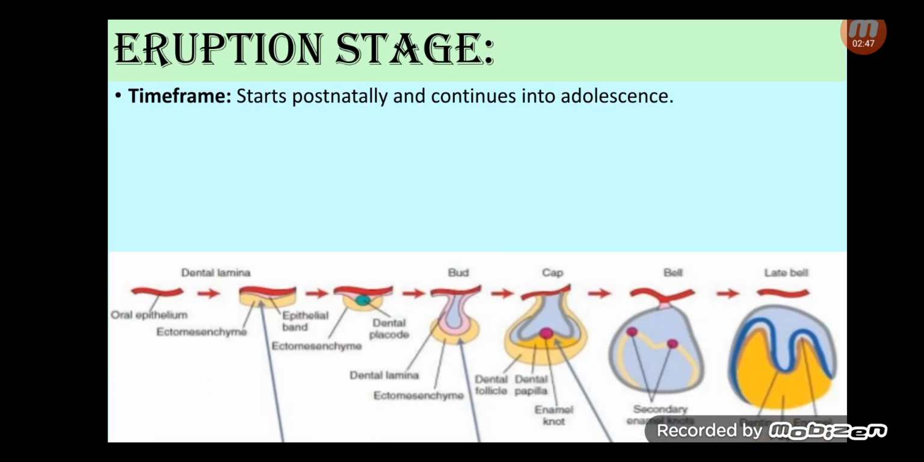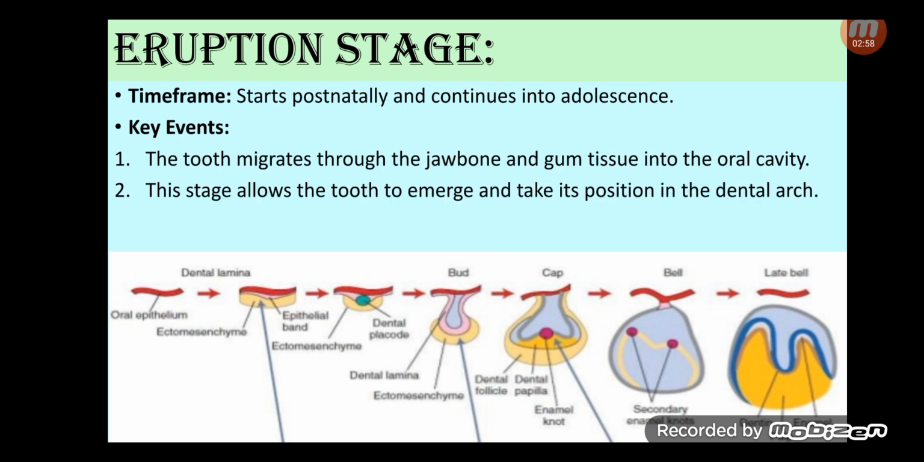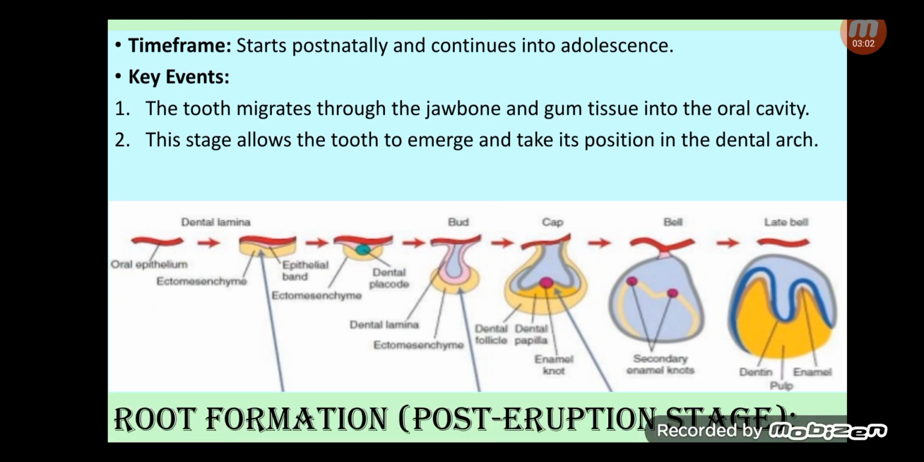Now we'll talk about the eruption stage. The time frame is that it starts postnatally and continues till adolescence. The key event is that the tooth migrates through the jawbone and gum tissue into the oral cavity. This stage allows the tooth to emerge and take its position in the dental arch.